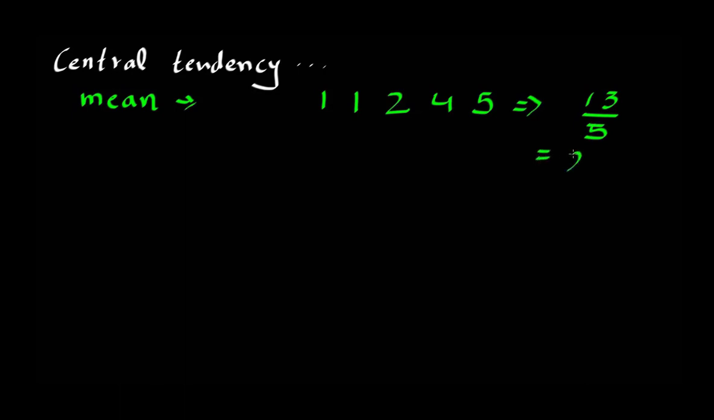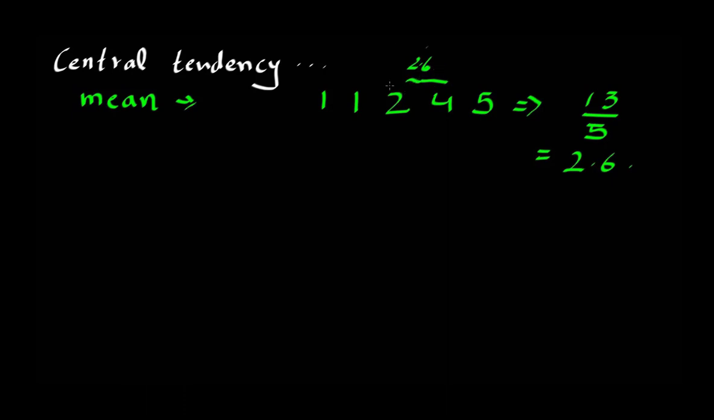So here we have three ways. One is mean. Now let's say I have these five numbers: 1, 1, 2, 4 and 5. The mean would be the average of these five elements, which is the sum of all elements divided by the total number of elements, which is 13 divided by 5, which is 2.6.